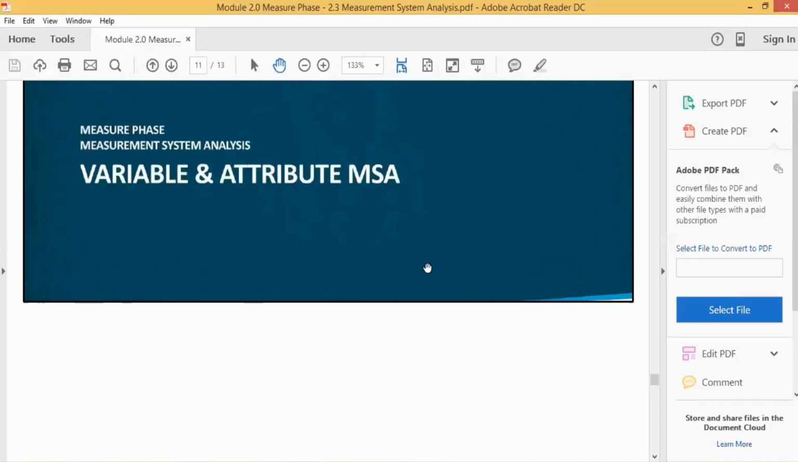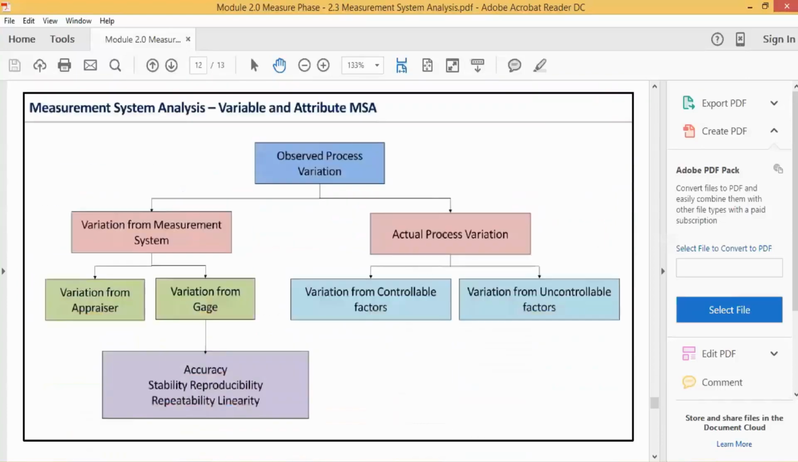Okay. Now we have variable and attribute MSA. This slide is just a summary. Observed process variation comes from variation from the measurement system and actual process variation. Variation from the appraiser, the person who is measuring, can make mistakes. Variation from the gauge means there might be a mistake from the instrument also: accuracy, stability, reproducibility, repeatability and linearity. Variation can be from controllable factors or from uncontrollable factors. These are the various variations you find in variable and attribute MSA.